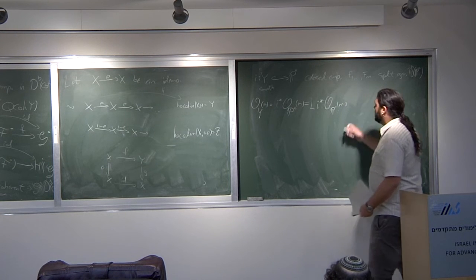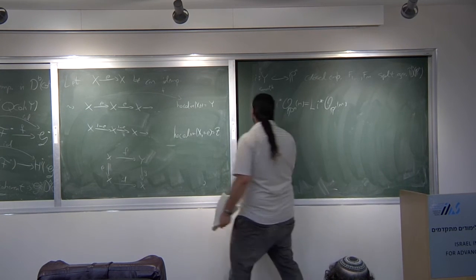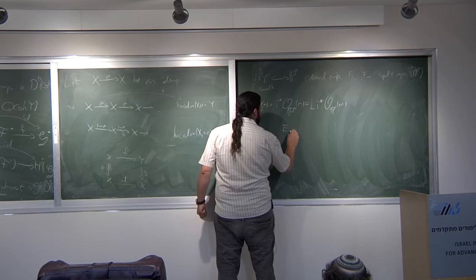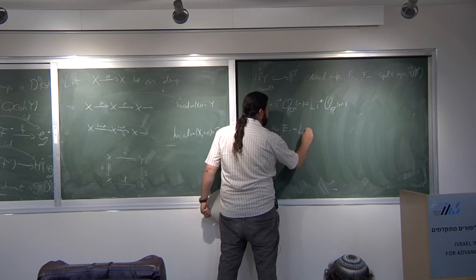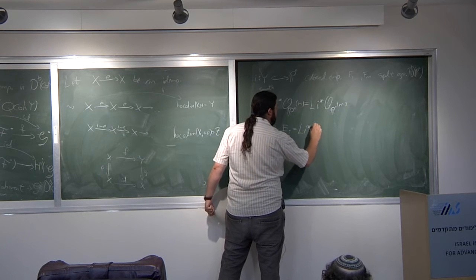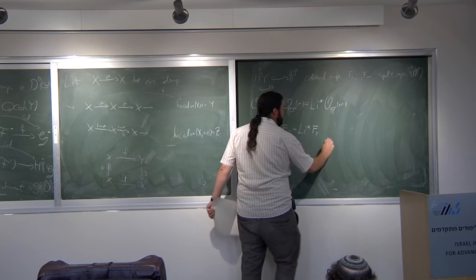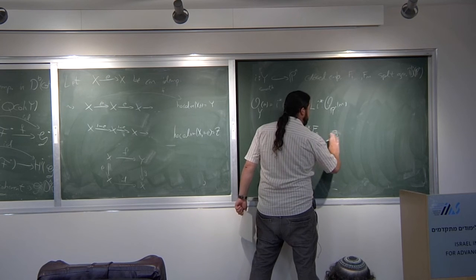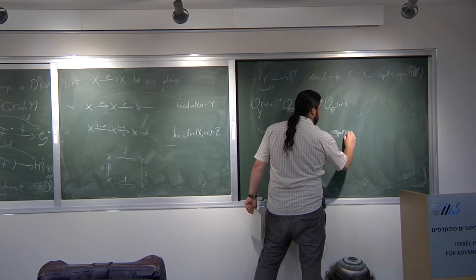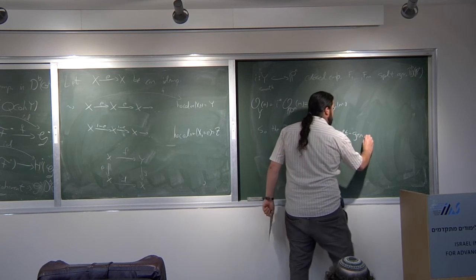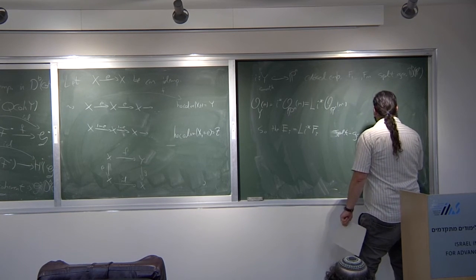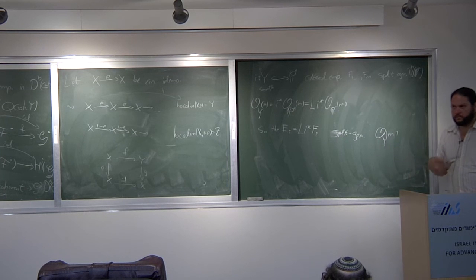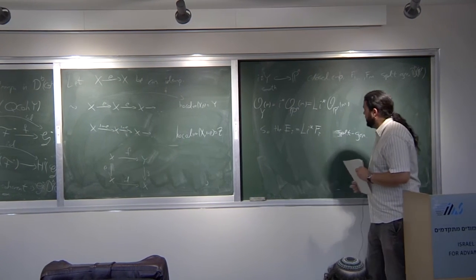So the Ei, which are by definition the pullbacks of the Fi, split generate all the twisting sheaves on Y. So we may use them in order to construct any object of the derived category of Y.